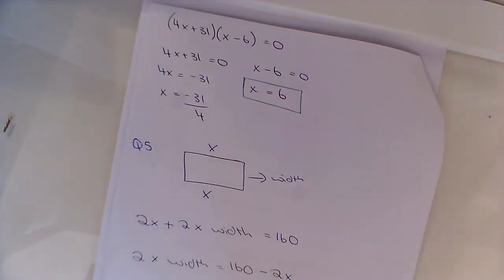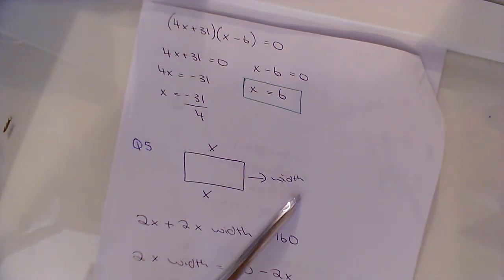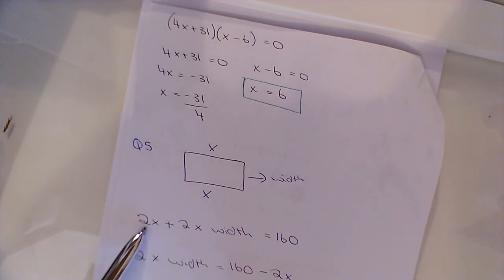So I know to get the perimeter, it's 2 times the length plus 2 times the width. So I'm told if x is equal to the length, write down an expression for the width in terms of x. So I'll have here x, this is my width. Okay, so I know to get my perimeter is going to be x plus x, which is 2x, and then to get my width is going to be 2 of my width. So 2 times my width is equal to 160.